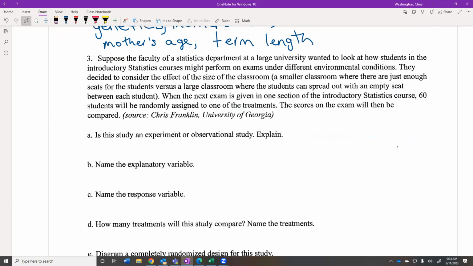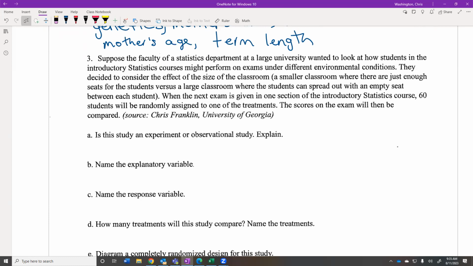Suppose the faculty of a statistics department at a large university wanted to look at how students in the introductory statistics courses might perform on exams under different environmental conditions. Okay, we're talking about classroom size here. So large classrooms and small classrooms. Would it be unethical to separate students into a large classroom and a small classroom? Not really. So could we do this with an experiment?